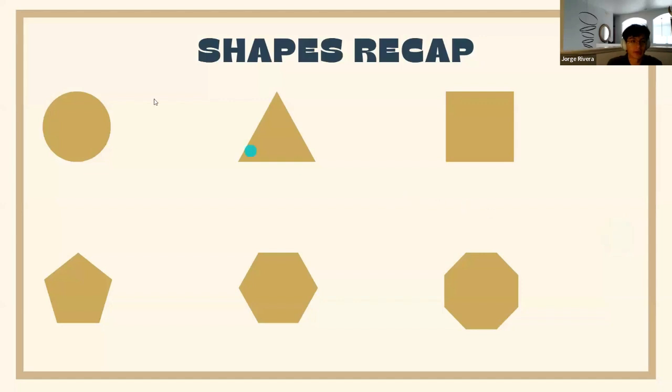All right, so, shapes recap. We're just going to go through all of the major shapes. First of all, we have a circle. It only has one side, and radially it has 360 degrees. If you take a center point right here and take all the degrees within one revolution of that center point, it's going to be 360, and that's something very important.